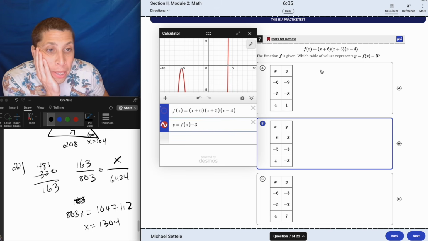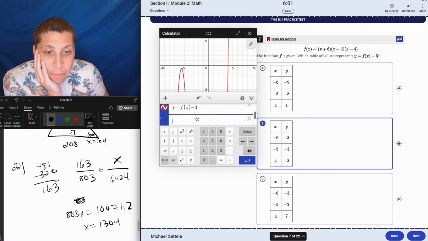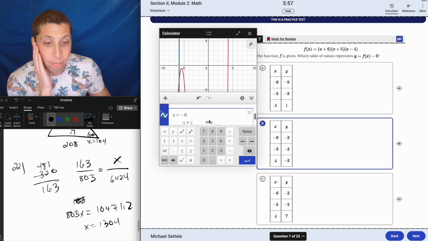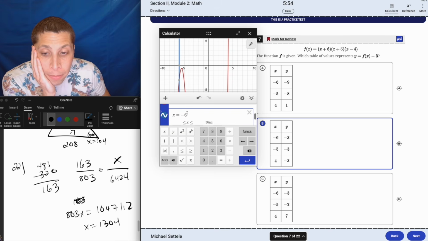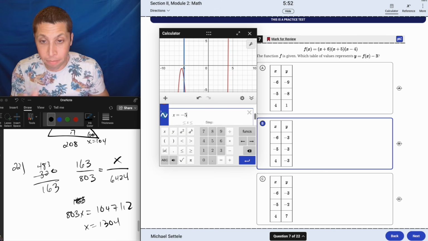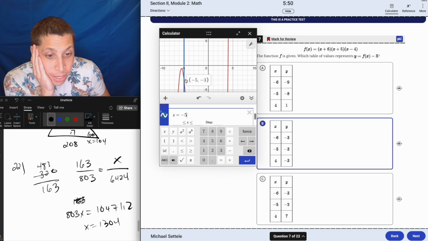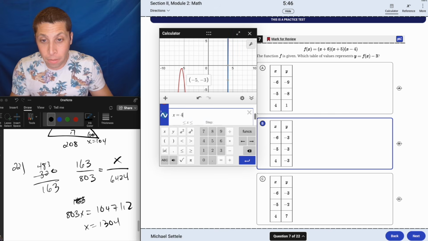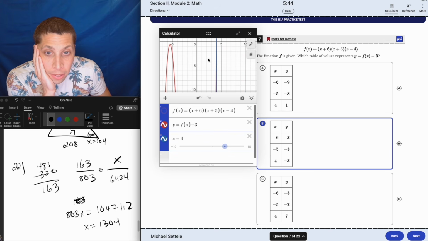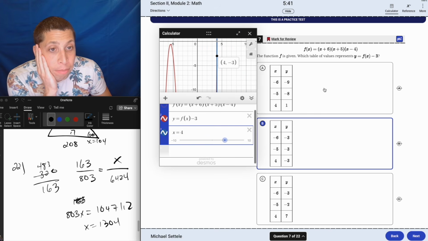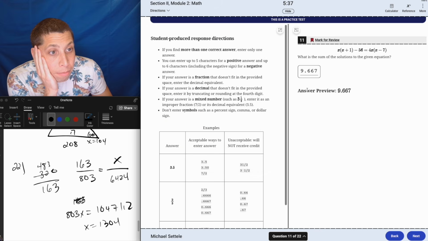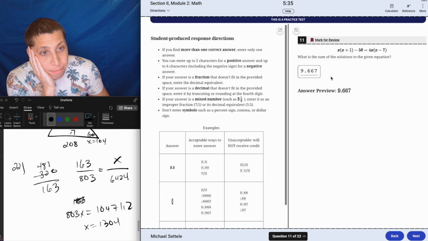Turn off the one we don't want. And we need -6. So x equals -6 is -3. Yep. -5 is -3. And 4 is -3. Done. Good. 11. Yeah. Some of the solutions here.